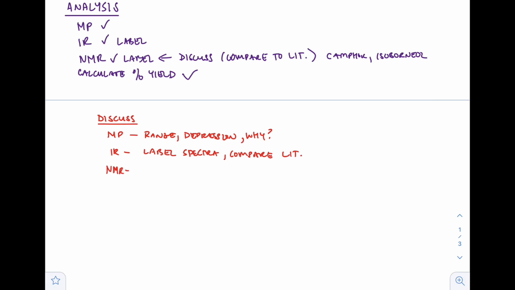The NMR, same thing. Actually, sorry, not the label part. I'll put label here and then I'll cross that out. Don't do that, but I want you to compare to literature and then discuss it. So like, do you see at least what you should see for isoborneol? And then your percent yield, it should be pretty easy.